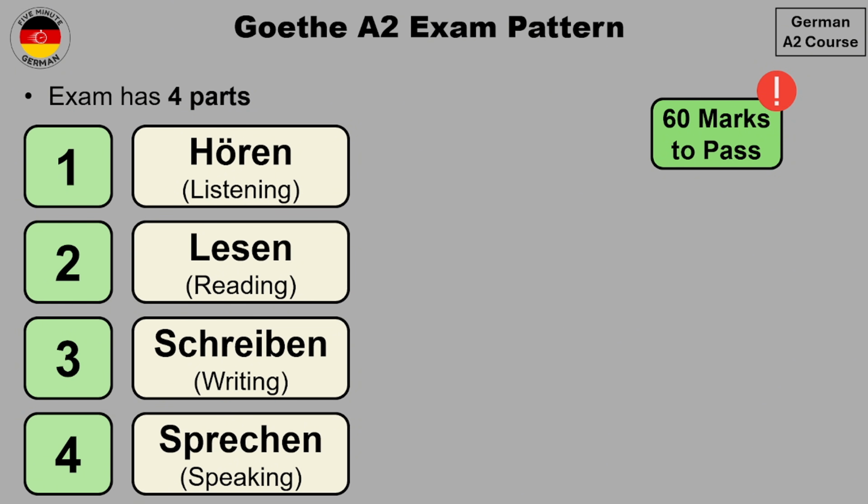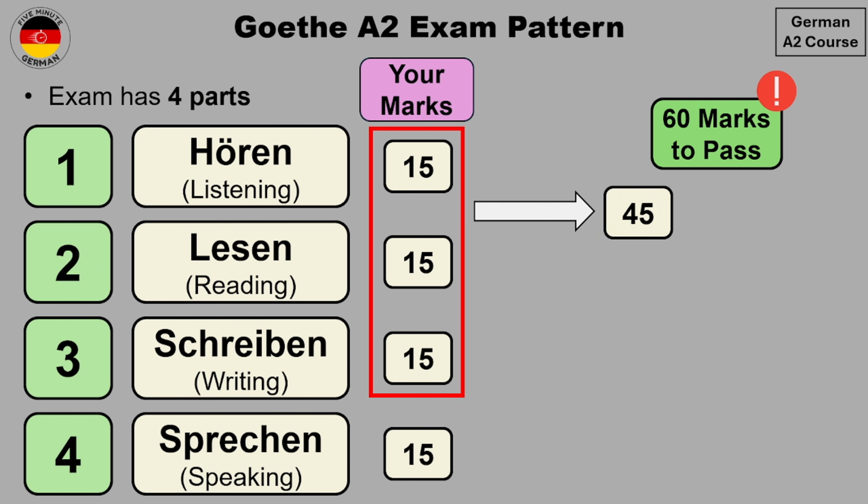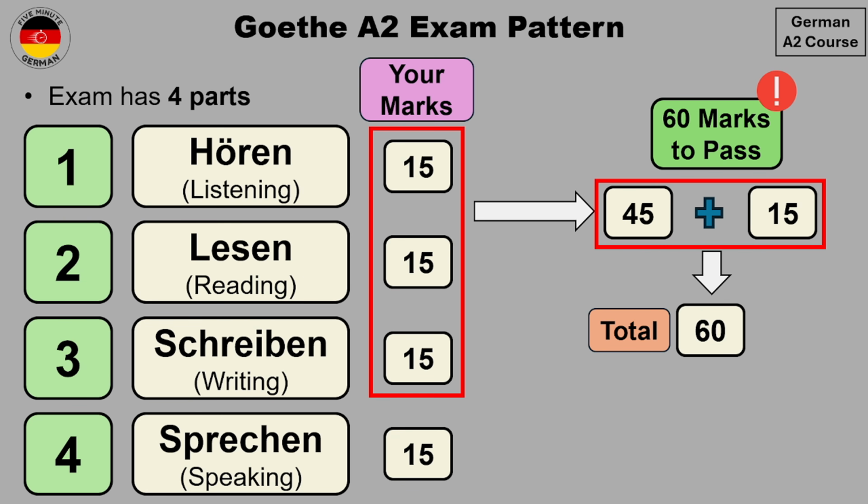So suppose that you have given the exam and you get your result. And your marks in the different parts are 15 in Hören, 15 in Lesen, 15 in Schreiben, and 15 in Sprechen. So this is your result. Now if you take a look at the first three parts, then you have a total of 45 marks in Hören, Lesen, and Schreiben. And you have 15 marks in Sprechen. So when I add both of these together, then I get a total of 60 marks. And since you need 60 marks to pass, that's why your exam is now passed.